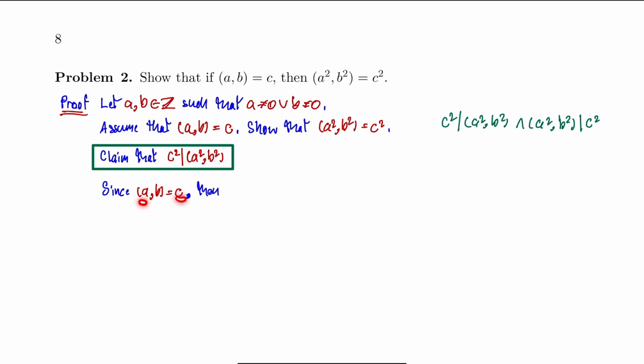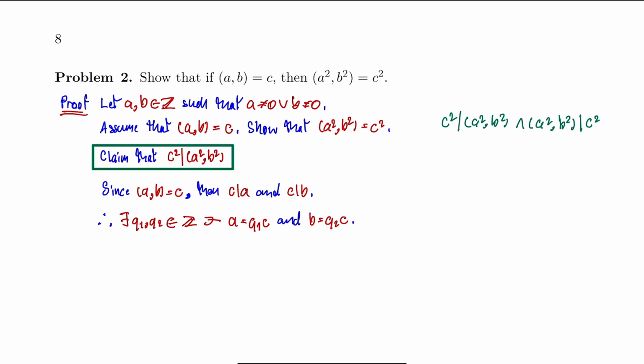Since c is the greatest common divisor of a and b, that means that c divides a and b, right? c divides a and c divides b. What does it mean by this? By divisibility, there exist integers q1 and q2 such that a equals q1 c, okay, and b is q2 c.